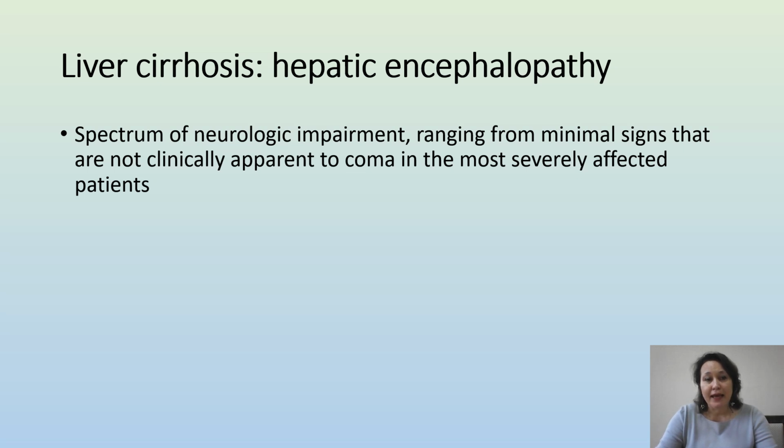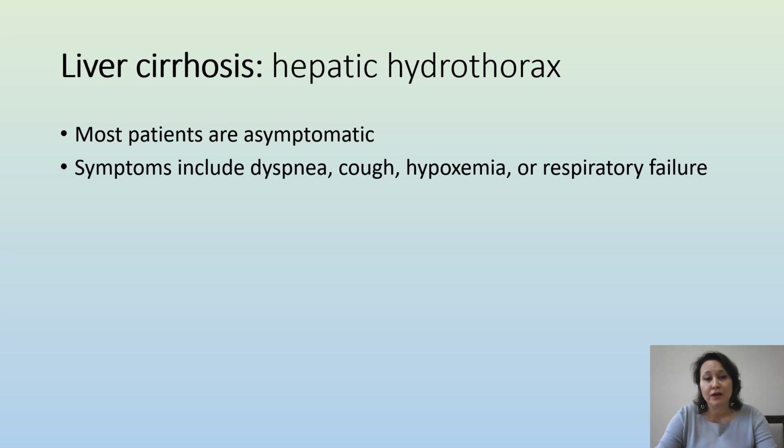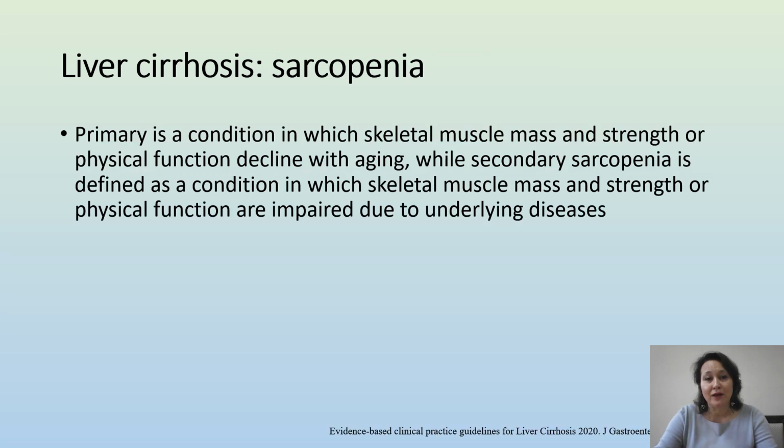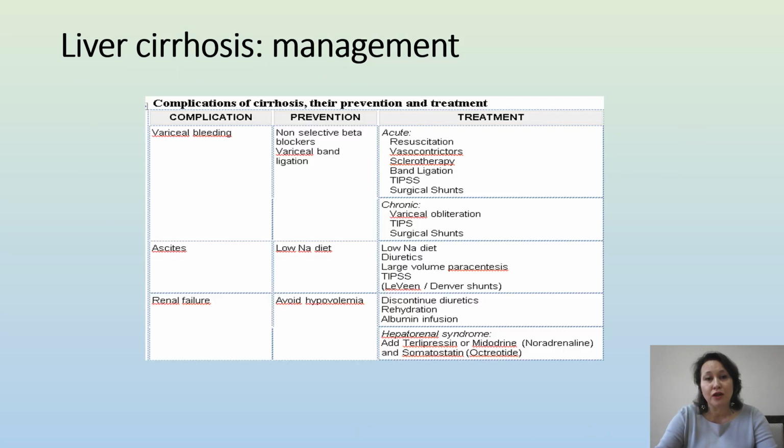Hepatic encephalopathy is a reversible spectrum of neurological symptoms ranging from minimal signs up to coma, and it is connected with liver disease. Hepatic hydrothorax in most cases is asymptomatic. Most often it is a right-sided hepatic hydrothorax, and symptoms include dyspnea, cough, hypoxemia, respiratory failure. Sarcopenia is decreased skeletal muscle mass in patients with liver cirrhosis. It's one of the complications and problems of patients with liver cirrhosis, and it can progress to osteoporosis and pathological fractures.